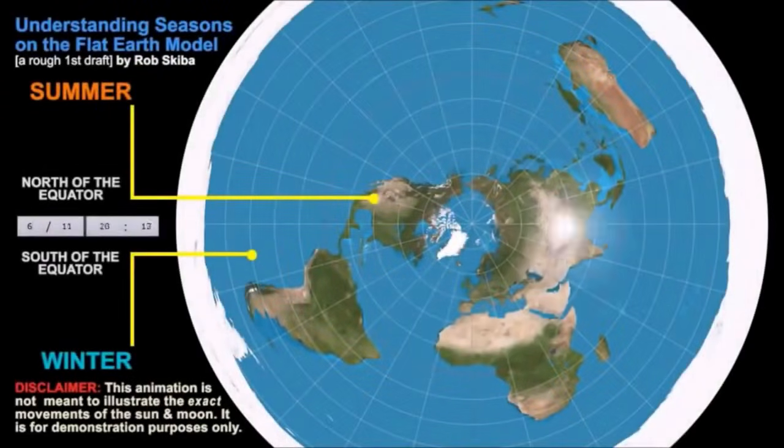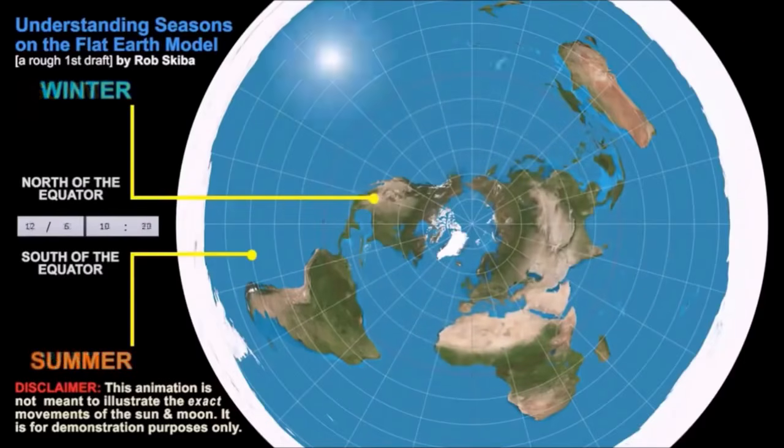The sun circles over the Earth from tropic to tropic, so when the sun is circling at the Tropic of Cancer closest to the North Pole, or the center of the flat Earth, it is summer in the north and winter in the south. When the sun is circling nearest the southern Tropic of Capricorn, it is summer in the south and winter in the north.